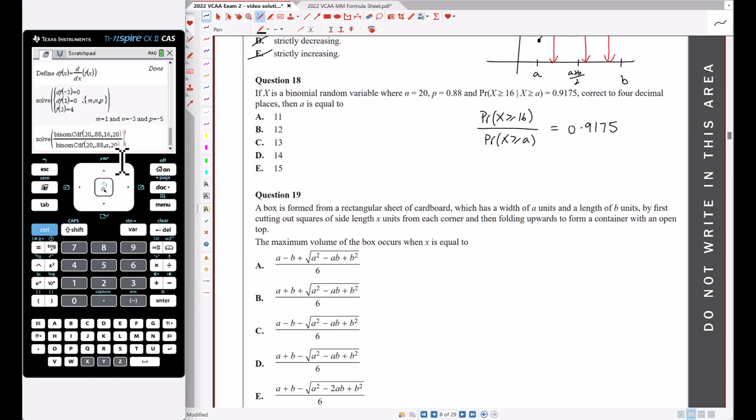Yep, and we know this has to equal 0.9175. We'll see if we can solve this. We want to solve for a. a is 11.